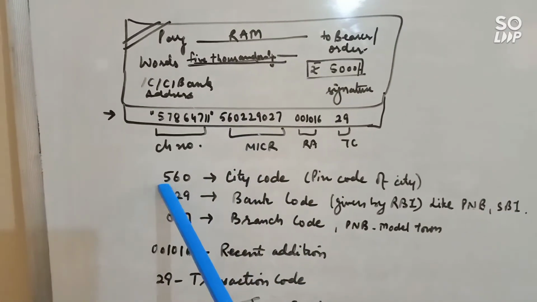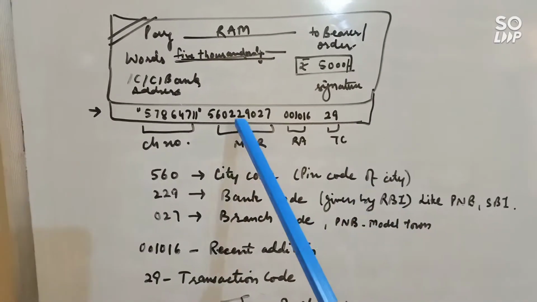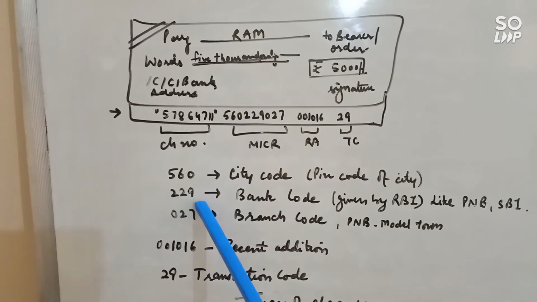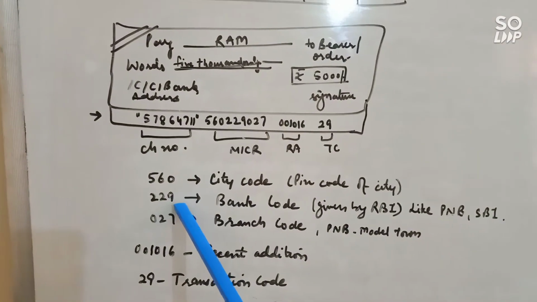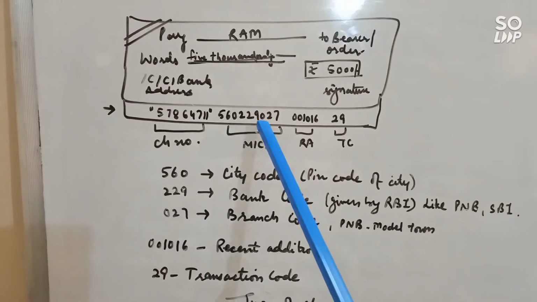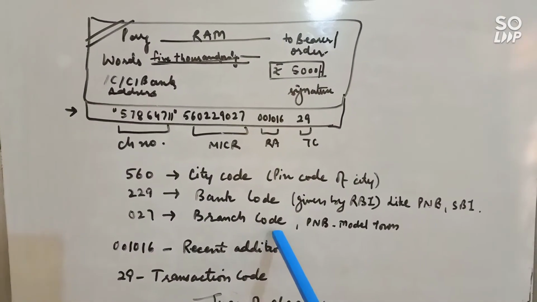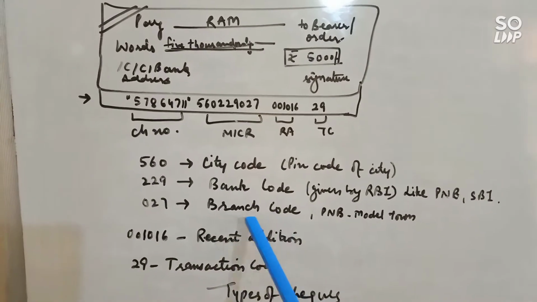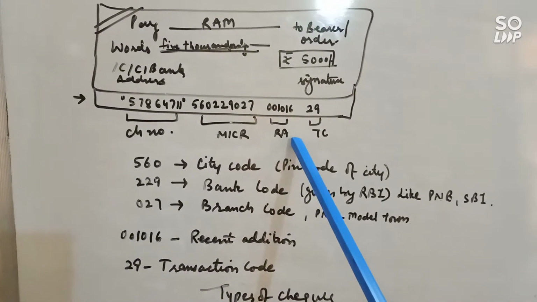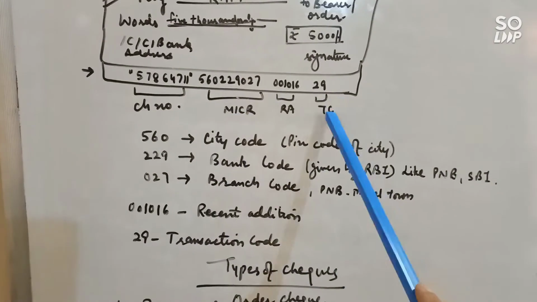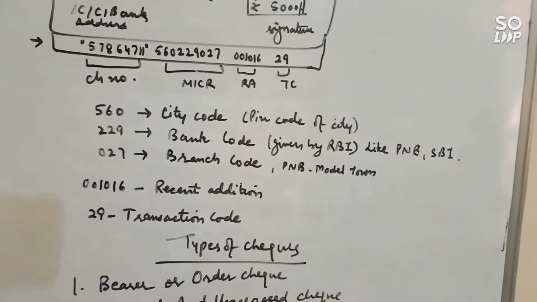Now let's discuss the MICR band of the check and what it indicates. The first three digits of this MICR code indicate the city code, the pin code of the city. The next three digits, 229, show the bank code given by the RBI, like which bank it is, such as PNB, SBI, etc. The next three digits, 027, show the branch code. If PNB has three branches in Ludhiana, it shows which branch this check relates to. The next set of digits is a recent addition. The next 29 shows a transaction code. You just need to learn all these basic things regarding the MICR band of a check.